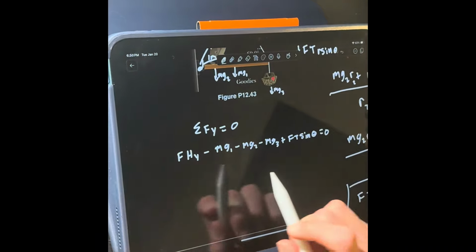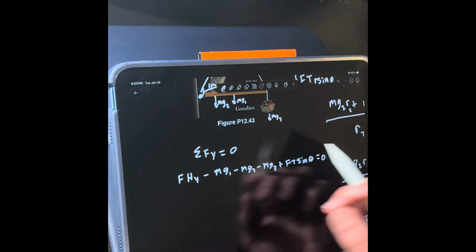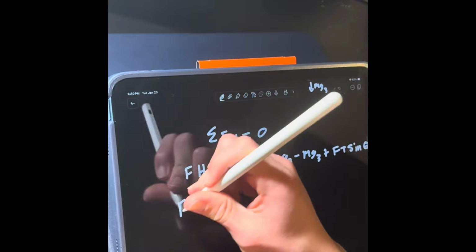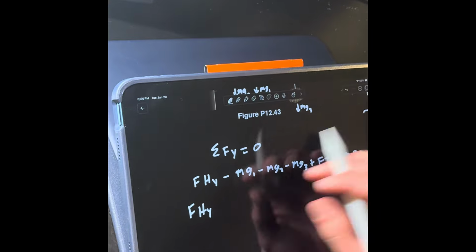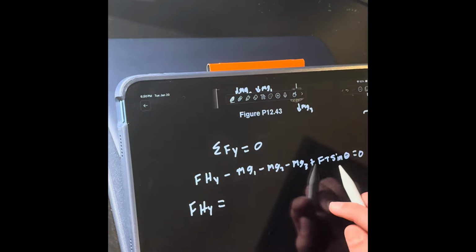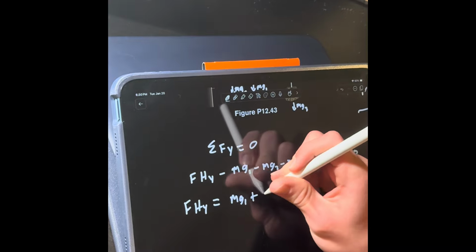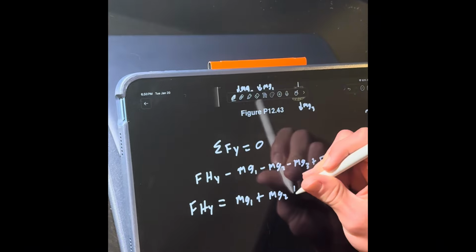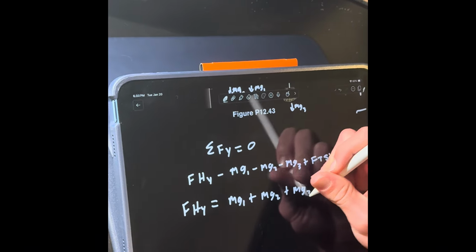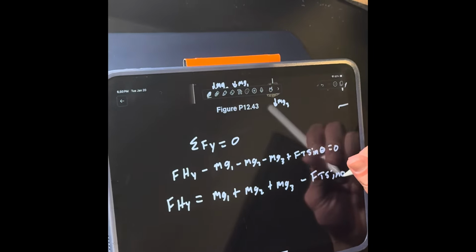So now looking at this, we're solving for force hinge in the y direction, so we want to isolate for that. I'm going to keep force hinge in the y direction on this side, and I'm going to make it equal to, add all of these to the other side and subtract force tension sine of theta. So you get mg1 plus mg2 plus mg3 minus force tension sine of theta.